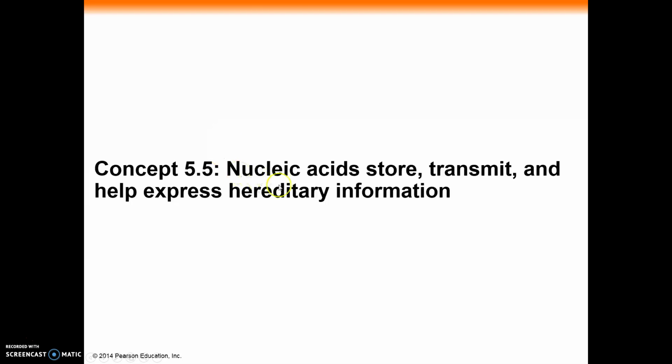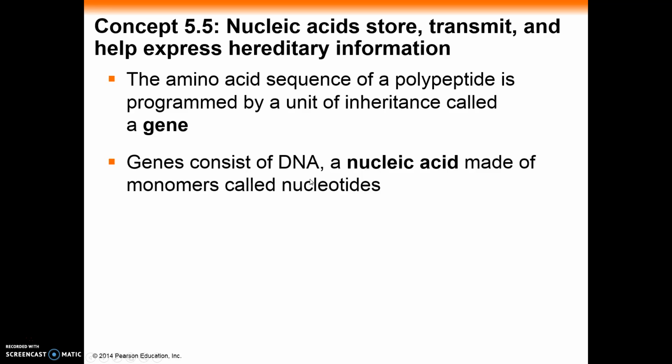Okay, we should all kind of get the concept at this point that somehow this nucleic acid contains the information that we need. This can be linked directly back to the proteins that we just finished talking about. So the amino acid sequence of a polypeptide is programmed by a unit of inheritance called a gene. Genes consist of DNA, a nucleic acid made of monomers called nucleotides. So DNA itself is a polymer. Its monomers are called nucleotides.